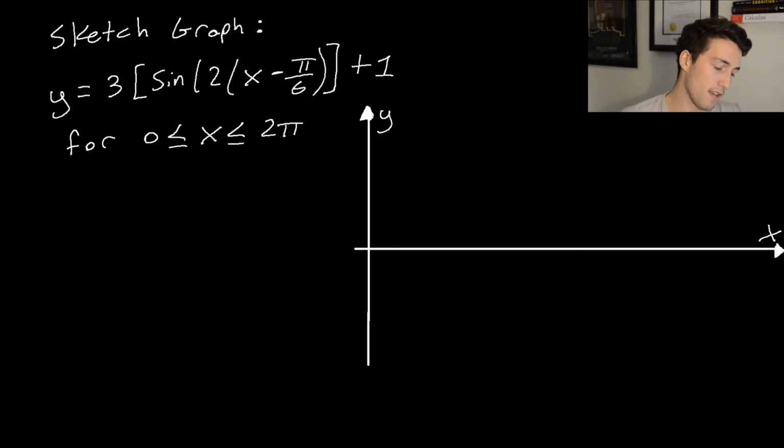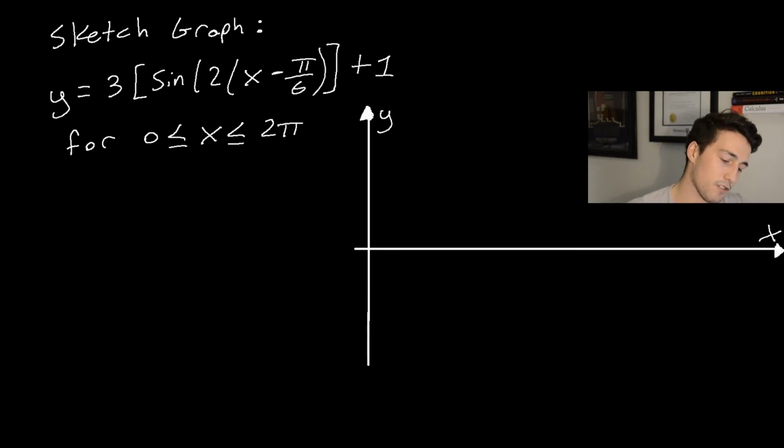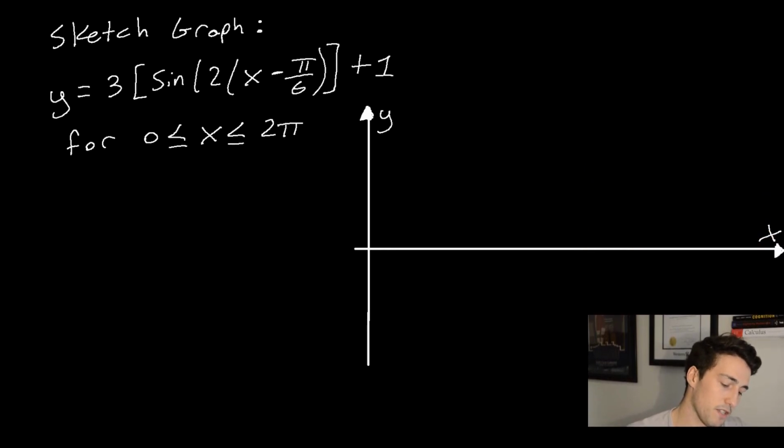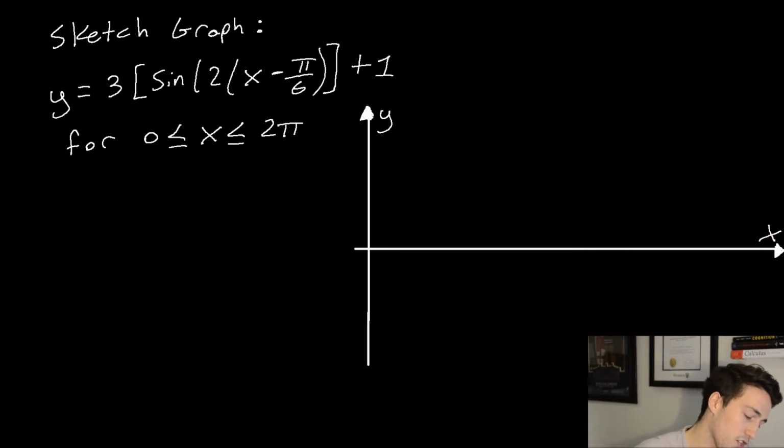So here we have y is equal to 3 sine of 2 times (x minus pi over 6) plus 1. If we look at our strategy, or remember our strategy, this actually wasn't in the strategy, but it's a good thing to do. I'm going to write out what each of these terms are. So a is the amplitude, and that's 3.